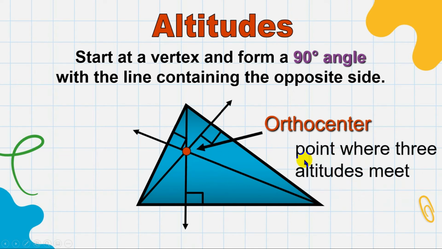And then, ayan, sabi nga po dyan, point where three altitudes meet. Okay? So, yun yung mga facts na kailangan nating tandaan. Again, altitude is the line segment that is perpendicular from the vertex to the opposite side. Laging mag-uumpisa sa vertex. Parang yung median din, starting from the vertex up to midpoint. Ito naman, starting from the vertex up to opposite side.